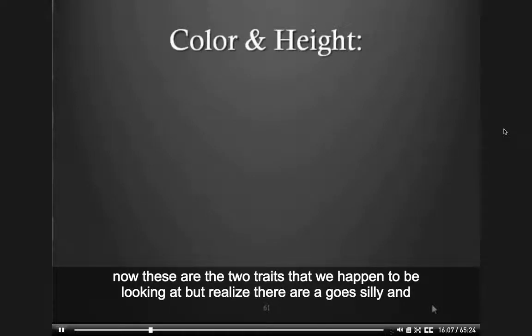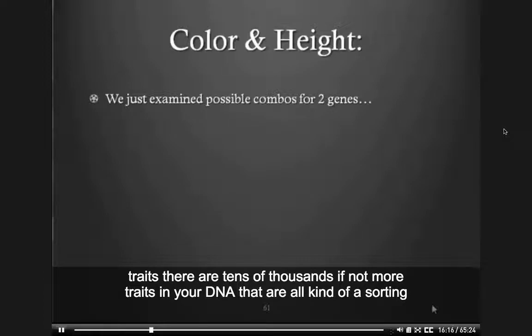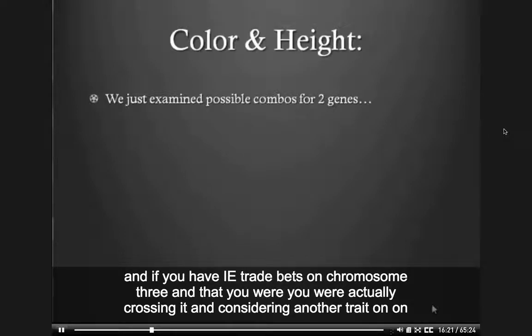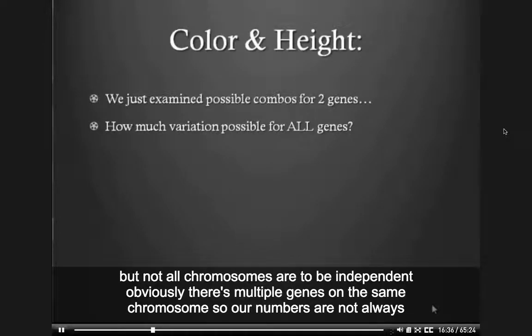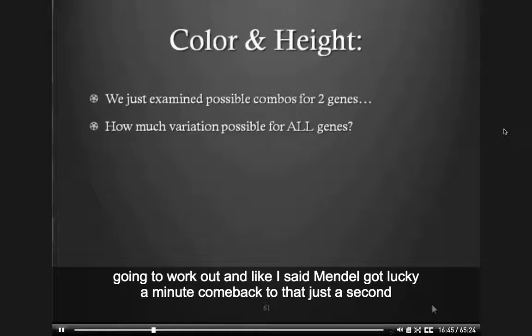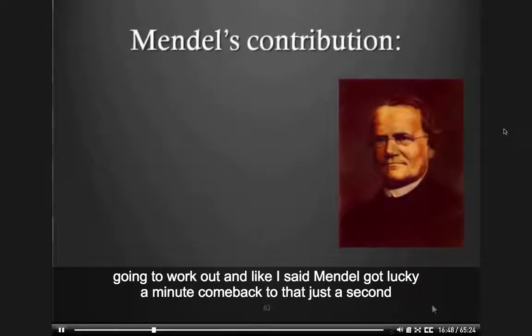Now, these are the 2 traits that we happen to be looking at, but realize there are a gazillion traits. There are tens of thousands, if not more, traits in your DNA that are all assorting. And if you have a trait that's on chromosome 3 and you were crossing it and considering another trait on chromosome number 7, well, that's okay because they're assorting independently. But not all chromosomes are going to be independent. Obviously, there are multiple genes on the same chromosome. So our numbers are not always going to work out. And like I said, Mendel got lucky. I'm going to come back to that in just a second.